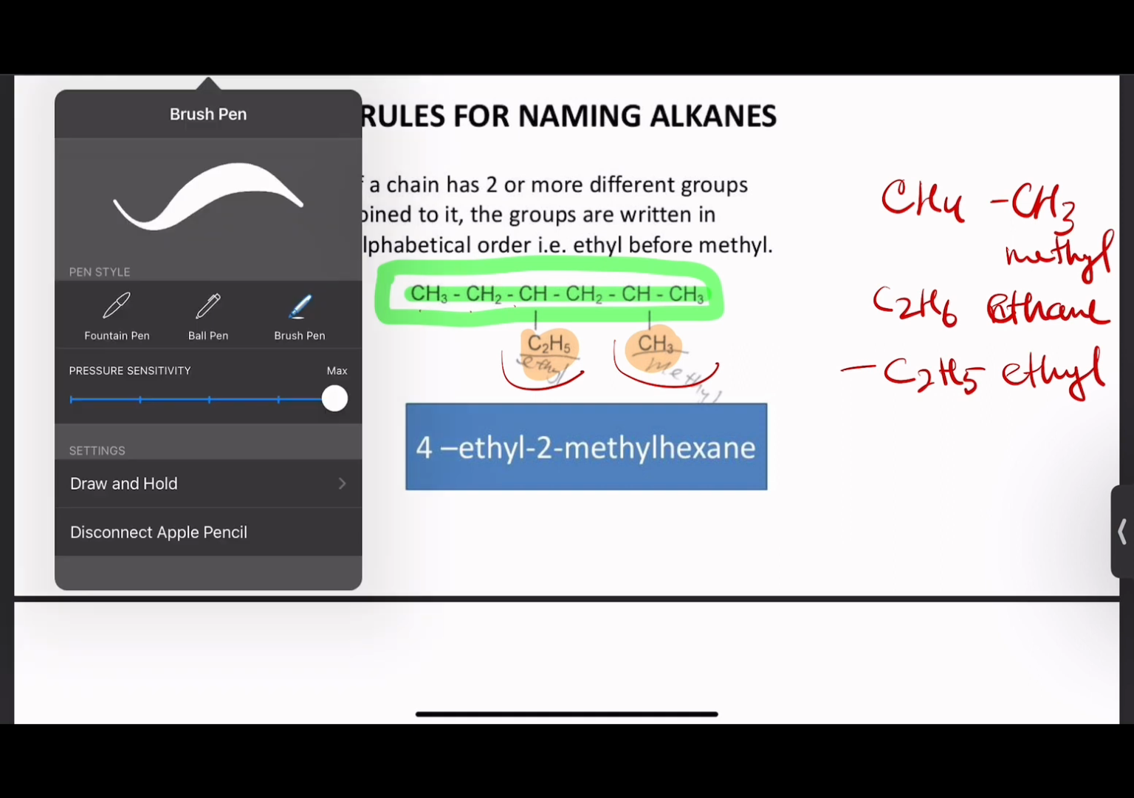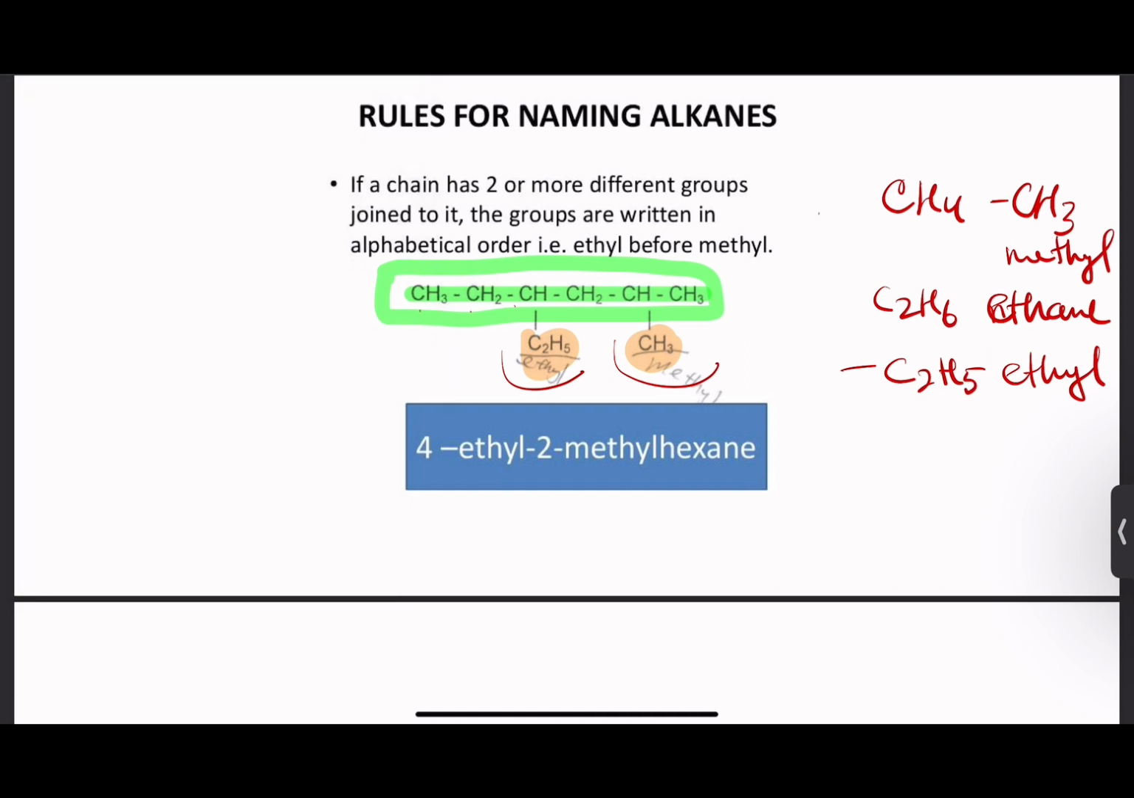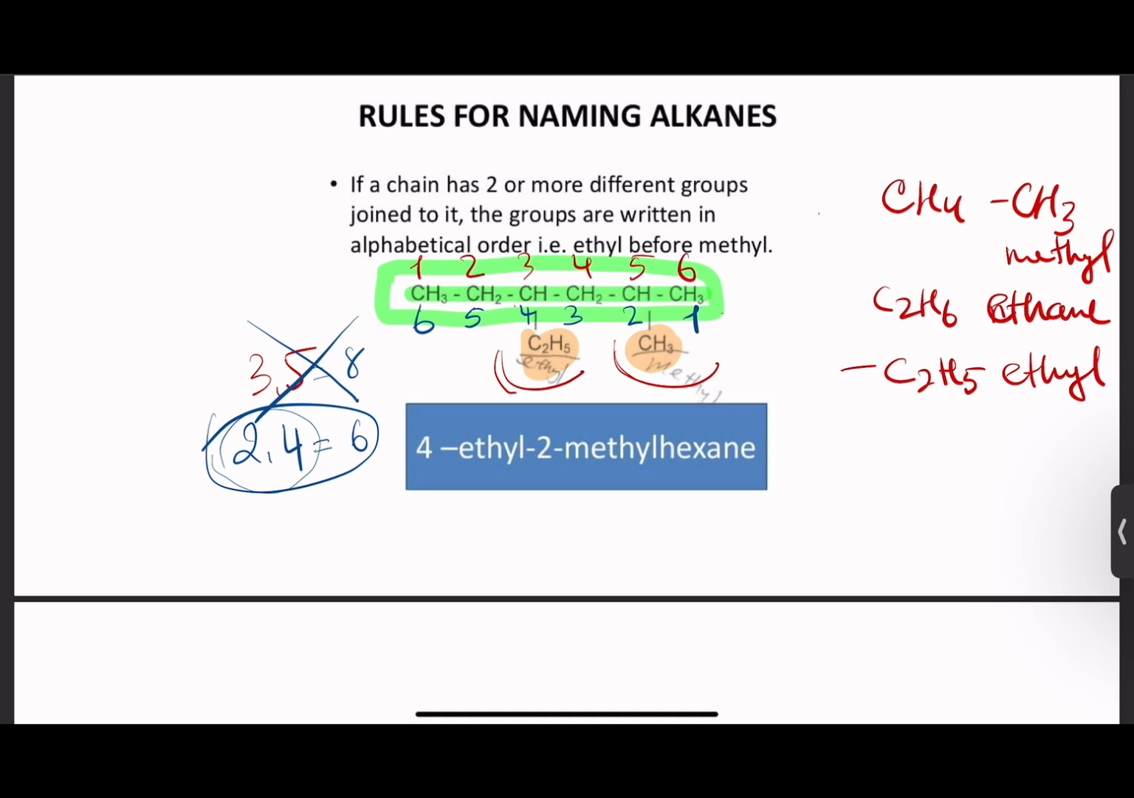I start numbering again from the point that will give me the lower numbers. So if I go from left to right, 1, 2, 3, 4, 5, 6, I got branches on third and fifth, right? 3 and 5. But if I go from right to left, 1, 2, 3, 4, 5, 6, I have it at 2 and 4. If you see, these numbers are giving me the lowest one, because if you add them up, it gives 6, and this one, guys, gives 8. So I'm not going to choose this one, but I will choose this guy.